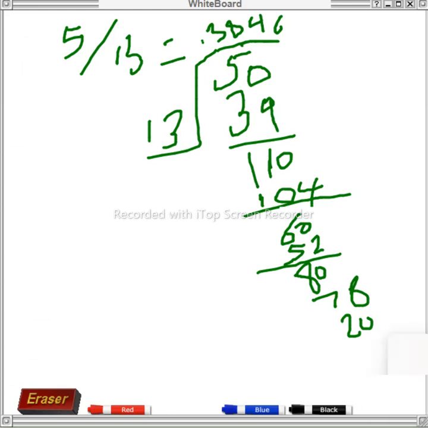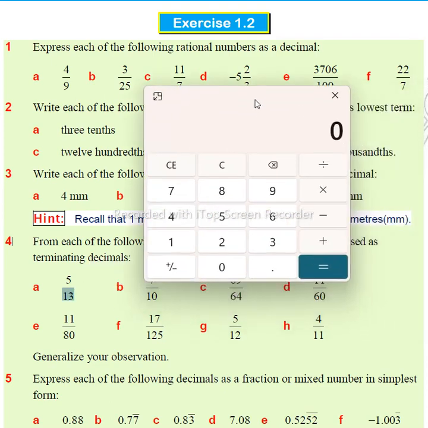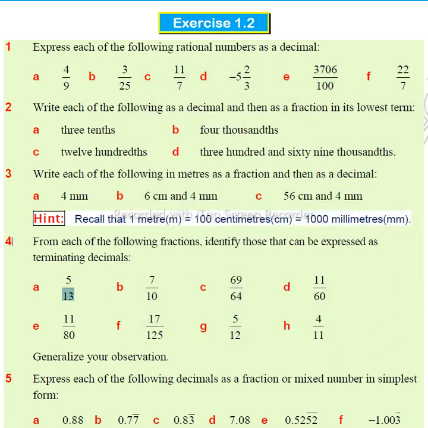This is not a terminating fraction because we can also use a calculator. Let us divide 5 by 30, we will get this number, 0.384661. It is not a terminating decimal.